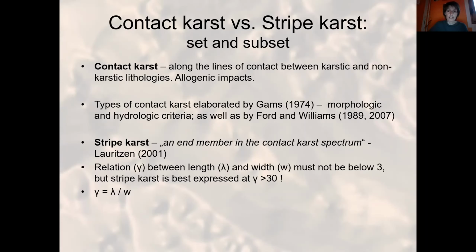And this subset, which is stripe karst, is defined by the author of this concept, Stein Erik Lauritsen, as an end member in the contact karst spectrum, which means that the relation between length and width must be below 3, and the best stripe karst would be if that gamma is over 30. So we will see what we have.